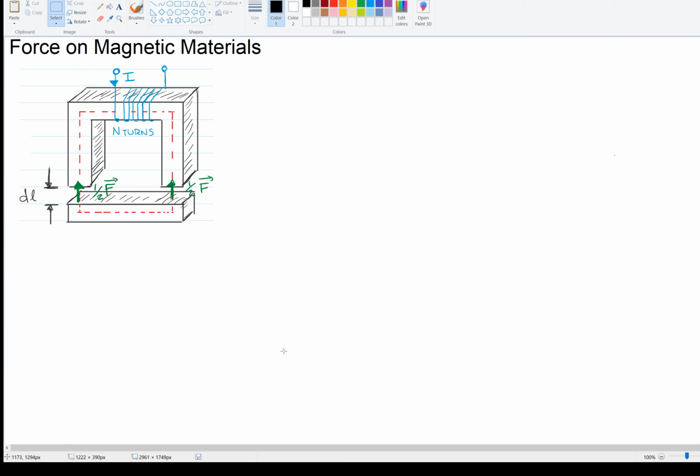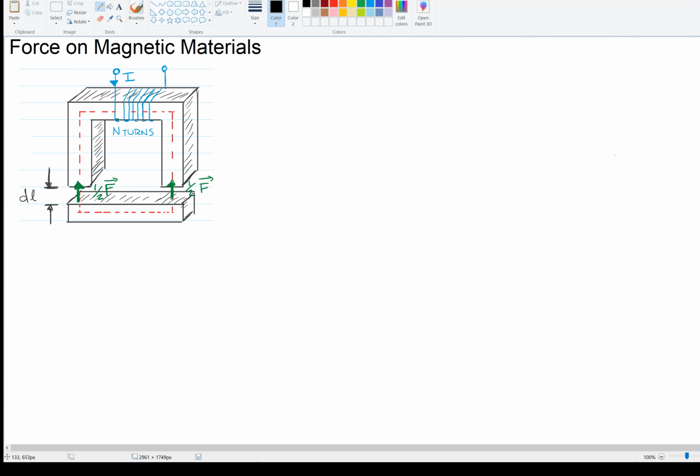So let's take a look at this electromagnet. In this electromagnet, I have some ferromagnetic material, steel, and then I have a current carrying wire that's looped around the steel n times. The idea is that this is going to make a magnet that will attract this ferromagnetic bar down here, and it's going to move the bar a differential length dl.